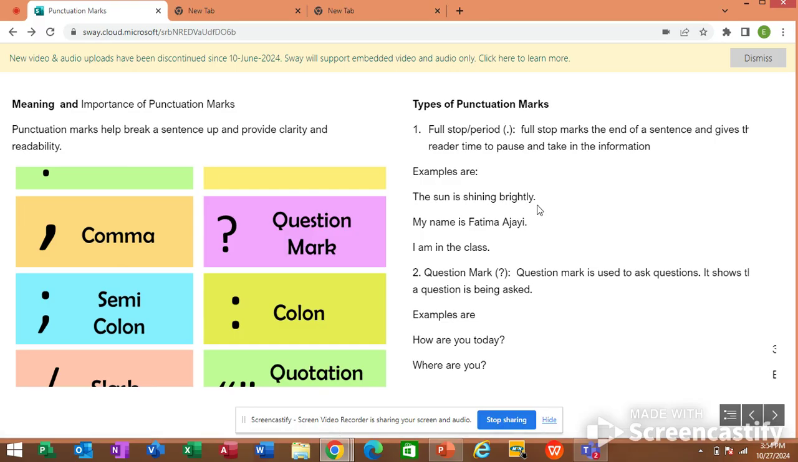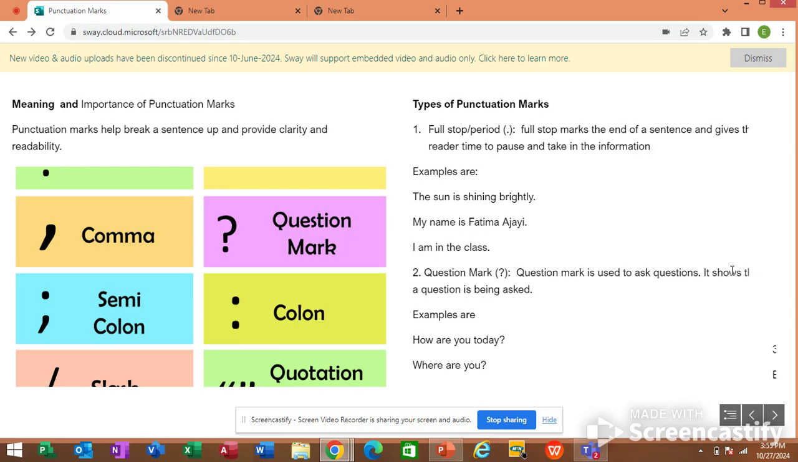And the second example is, my name is Fatima Ajay. You see that my F, I started it with a capital letter, and my A, I started it with a capital letter. My Ajay, I started it with a capital letter, and at the end of it, I have my full stop. I am in the class. That's another sentence. At the end of it, I put a full stop to show that I'm not saying anything again. That's for punctuation mark, full stop. You know, we are taking them one after the other. So the first one now that we have just discussed is full stop. Full stop is used to end a sentence.